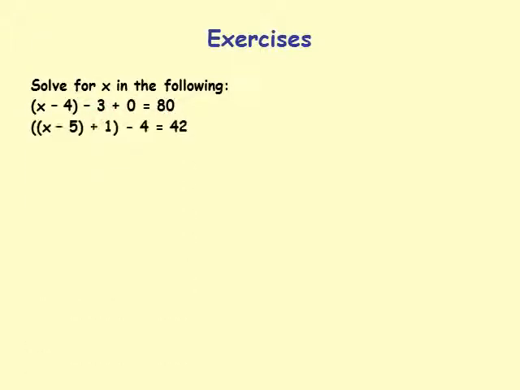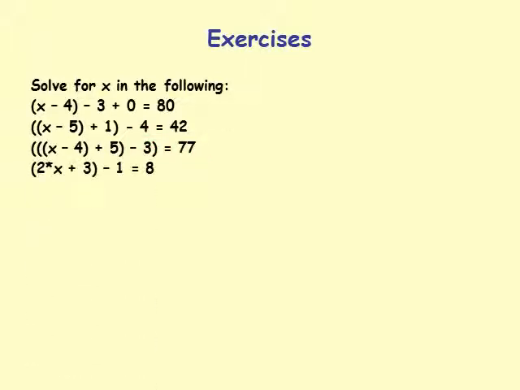Let's look at some exercises here. Solve for x in the following. Here is x minus 4 in parentheses, minus 3, plus 0 is 80. Then x minus 5 in parentheses, plus 1 in parentheses, minus 4 equals 42. First we subtract 4 from x, then to the result of that we add 5. To the result of that we subtract 3, and that is equal to 77.